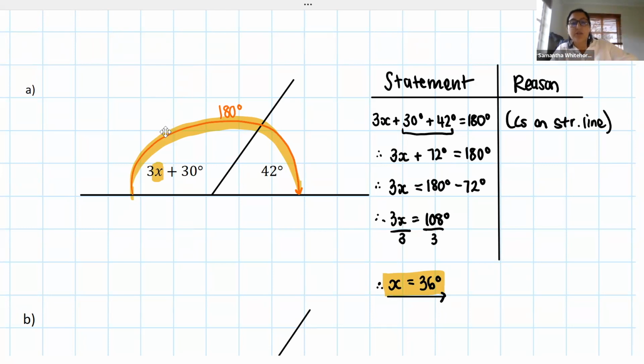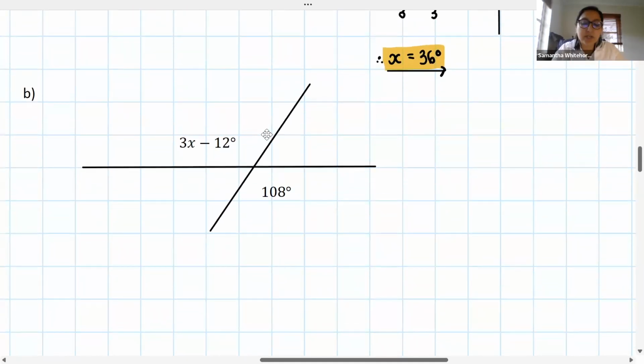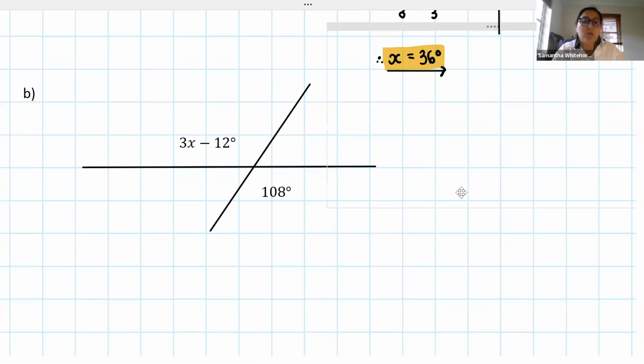All right, again, I'll let you screenshot these all in a second. Let's have a look at question B. And again, same question to all of you. Who can tell me which reason best suits me being able to find the value of x here, or best allows me to find the value of x here? So hands up, who wants to tell me which reason I can use?